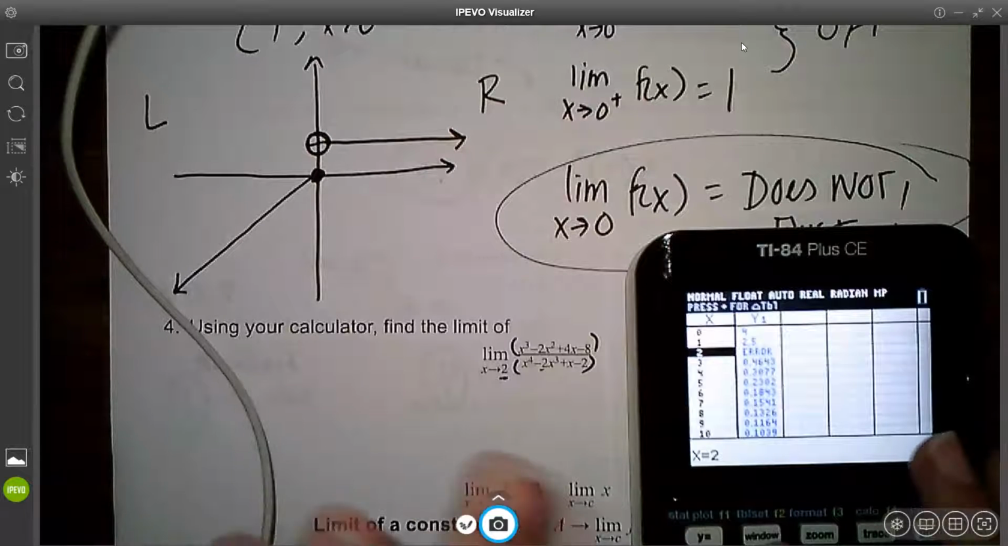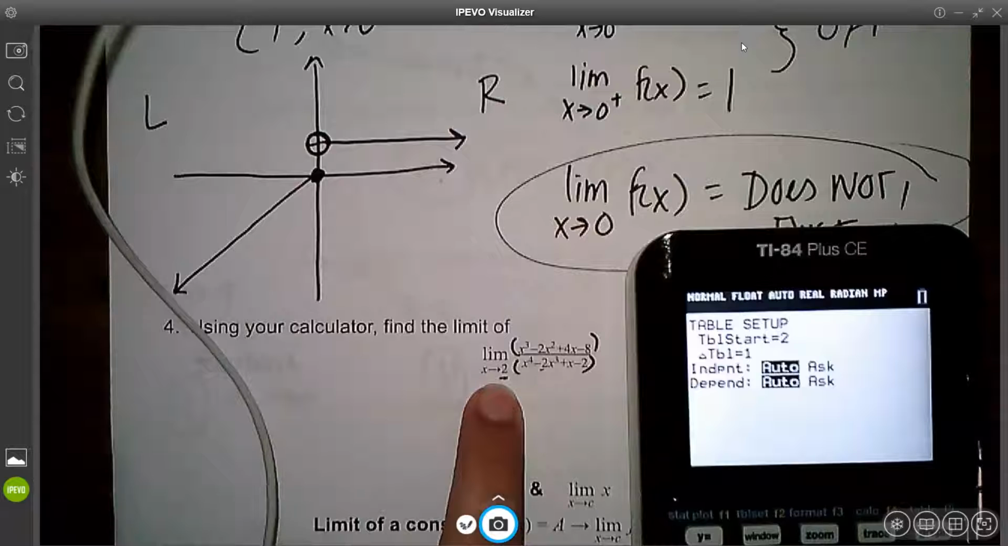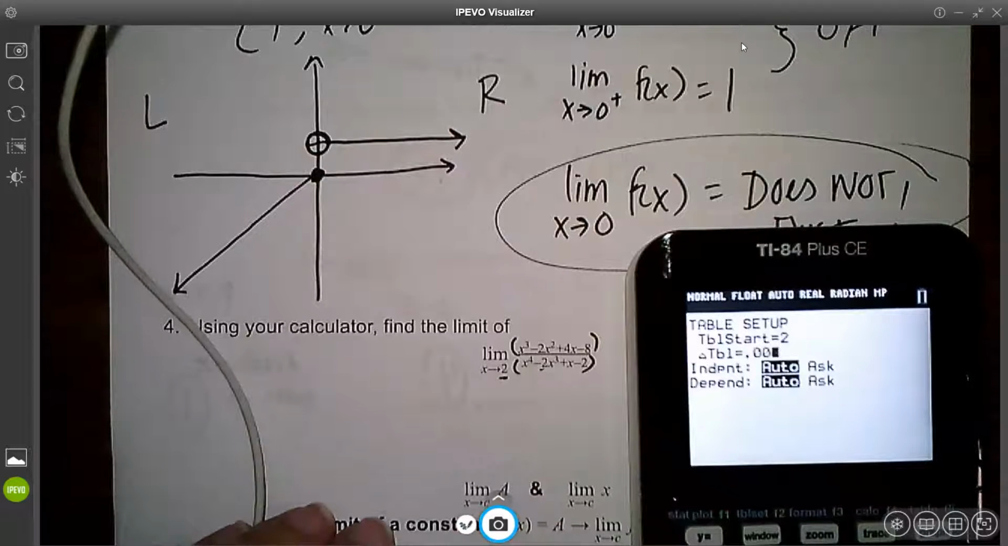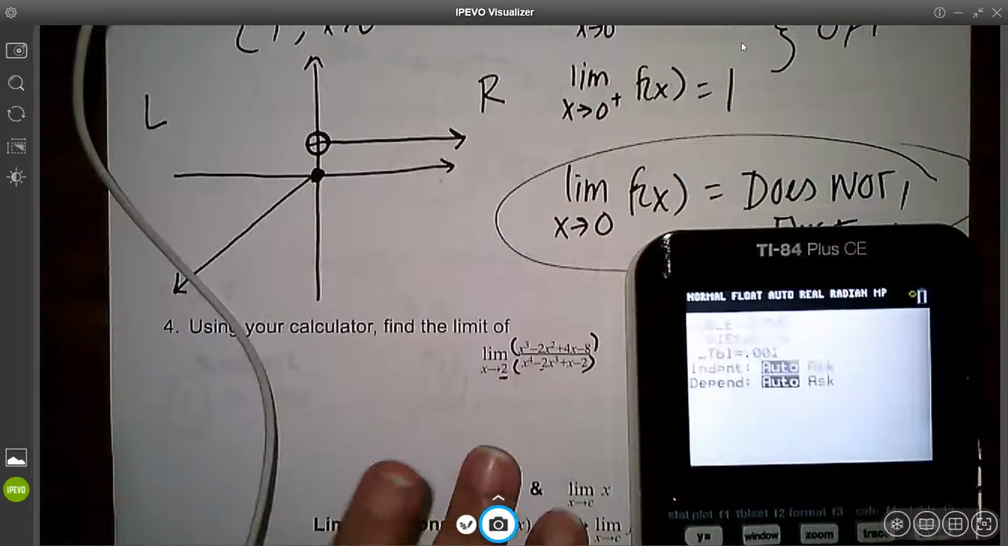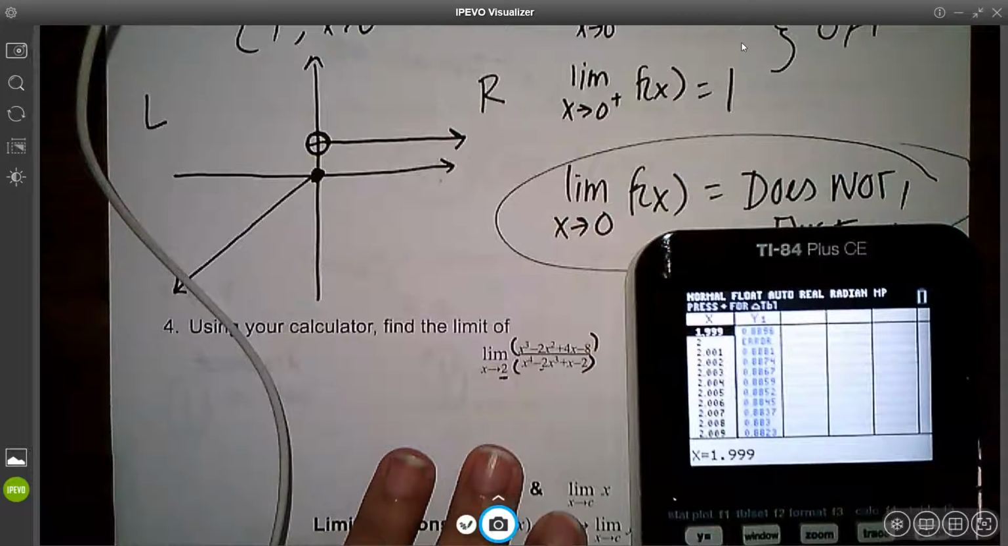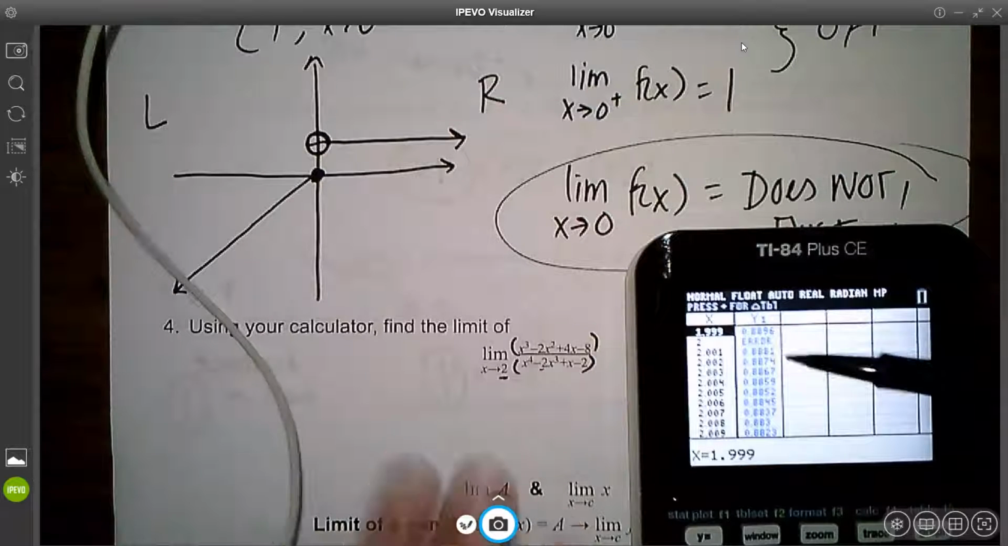So now I'm going to go to my table set. I want my table to start at where I'm looking at. So I want it to start at 2. And because the difference was so drastic, I'm going to have it go up by 0.001 and see what happens. If you look at that, you can see that it's getting closer to the same spot. Not quite the same, but close to the same.